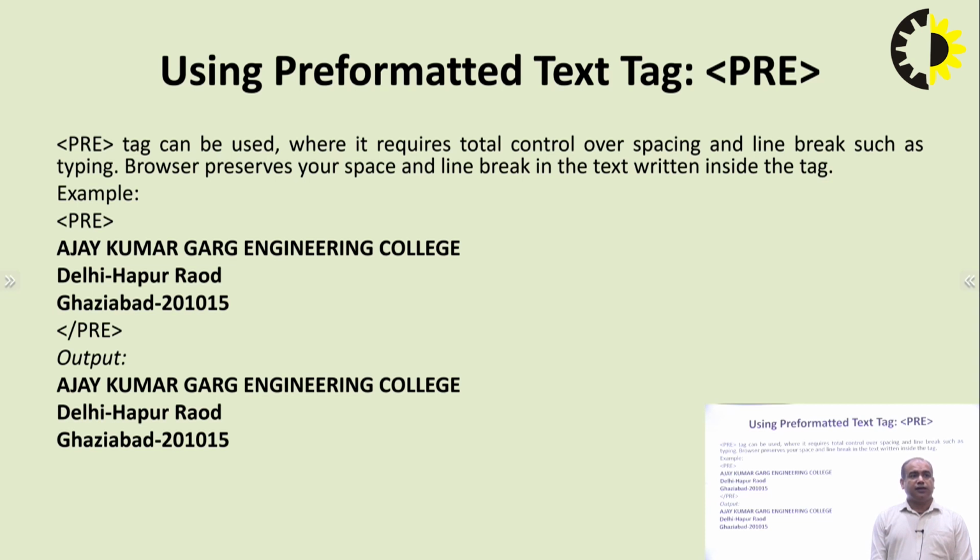The next tag is the pre tag. The pre tag can be used where total control over spacing and line breaks is required, such as when typing. Whatever we write or type in Notepad, similarly the browser preserves our spaces, line breaks and text. Whatever we have written inside that tag will be displayed on the web page. For that we write the pre tag, the ending of the pre tag, and the content within it. Once executed, the content will be displayed on the web page as we supplied it in the pre tag.